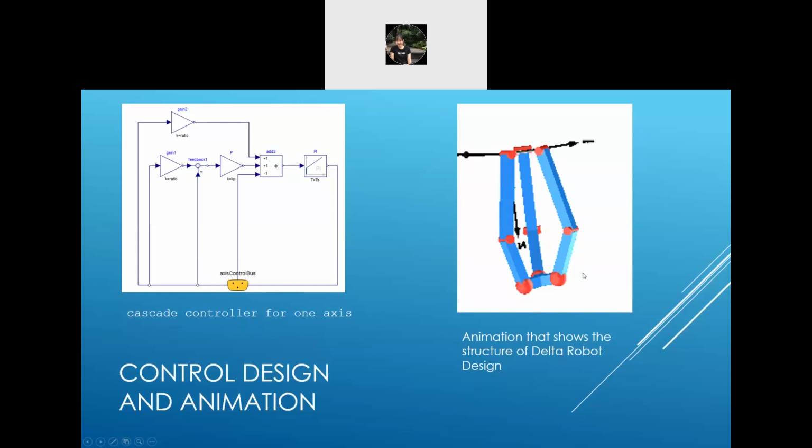Here is the animation that shows the structure of the Delta robot design. As you can see, it's not identical to the Delta robot in real life, because the structure of the Delta robot is too complicated and needs a large amount of calculation to calculate the angles and the positions. So this is just a simple version that contains the basic structure of the Delta robot.